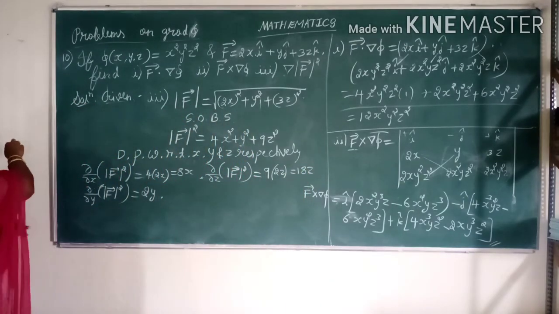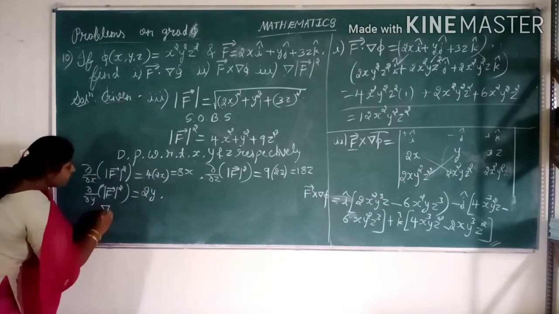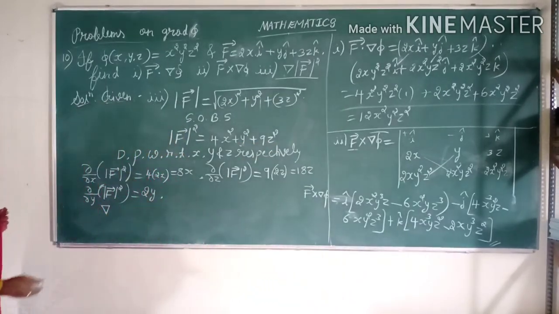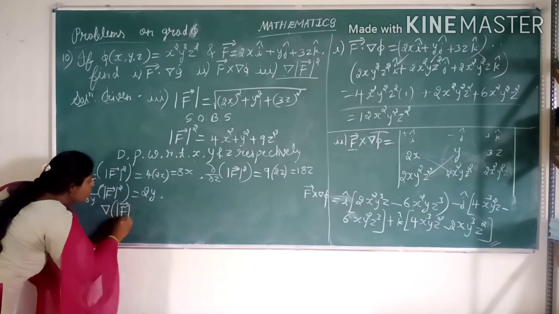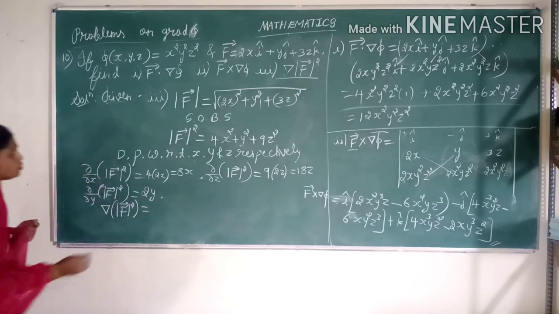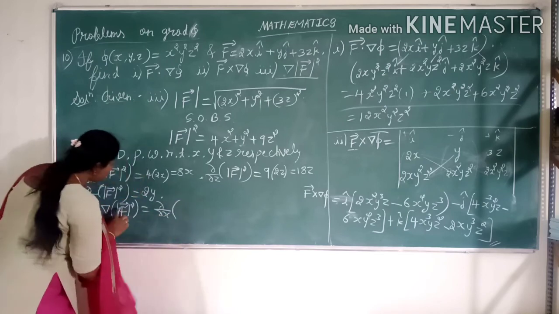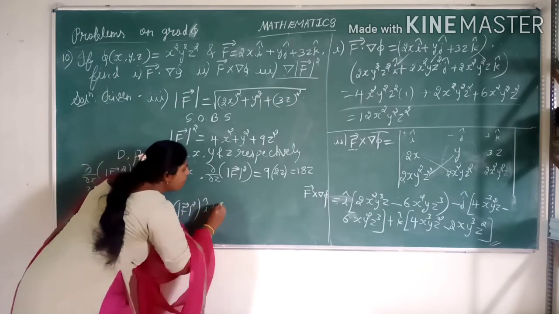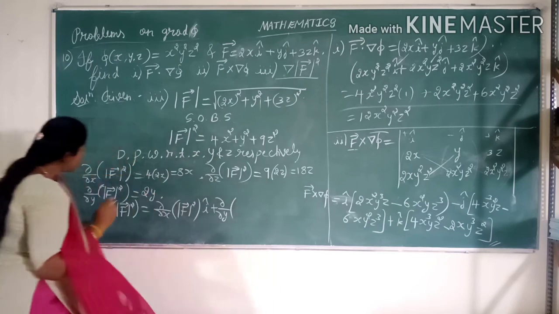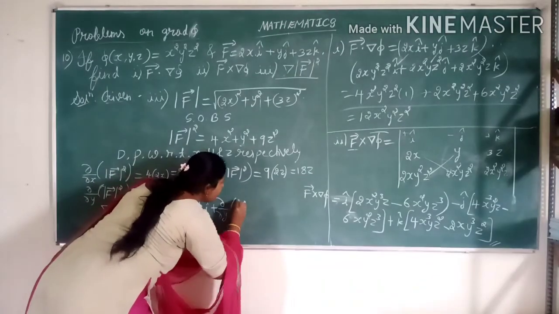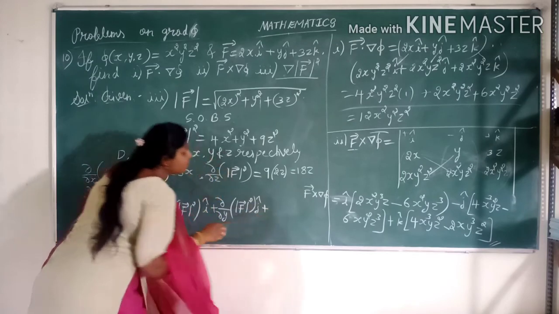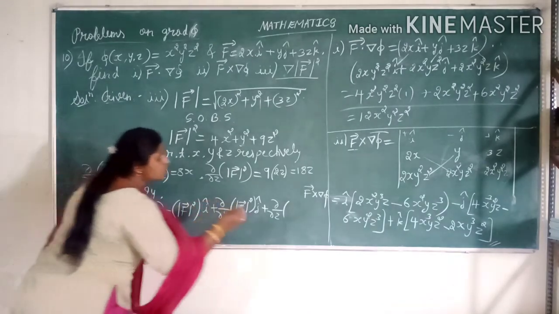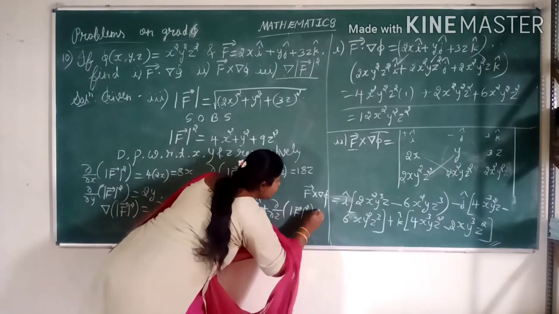After finding the what? The partial derivatives. Now you write the formula for gradient of phi. Grad phi. Instead of grad phi, what we need to find out? Modulus of vector whole square. That is grad of modulus of vector f whole square is equals to what? Dou by dou x of, instead of phi, what is there here? Modulus of vector f whole square into i cap plus dou by dou y of, instead of phi, what is the function? Modulus of vector f whole square into j cap plus dou by dou z of, instead of phi, what is the function here? Modulus of vector f whole square into k cap.